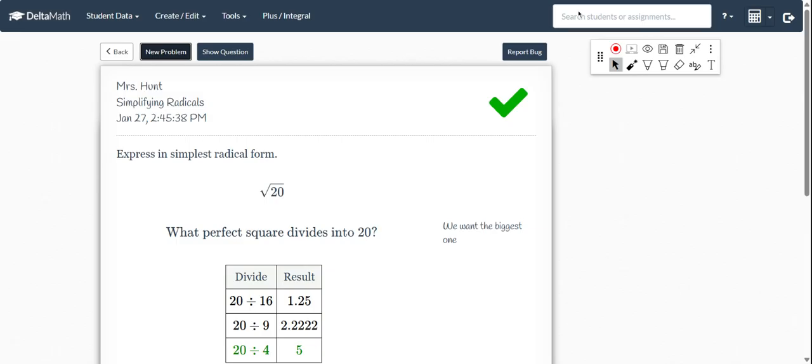All right, I hope that helps. I hope that helps you understand the differences between the two methods. And next, we're going to look at what happens if you add a variable or a set of variables under the radical.